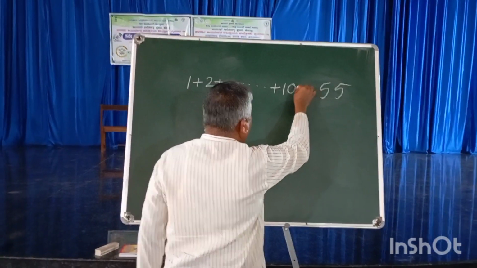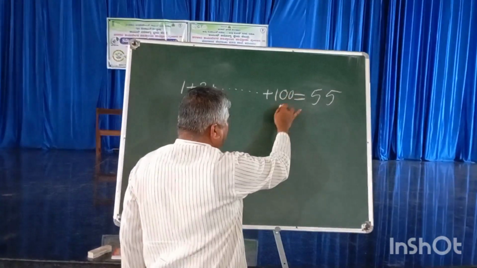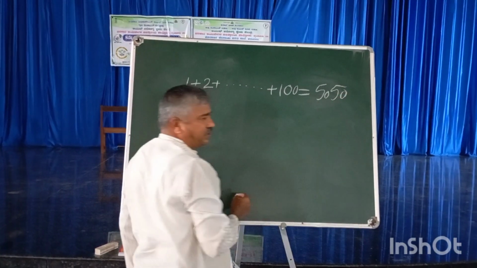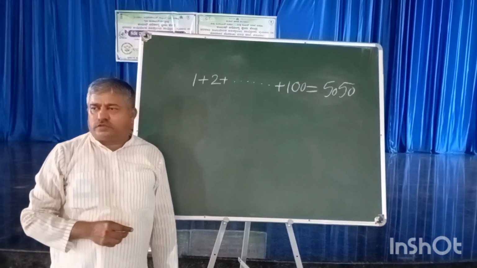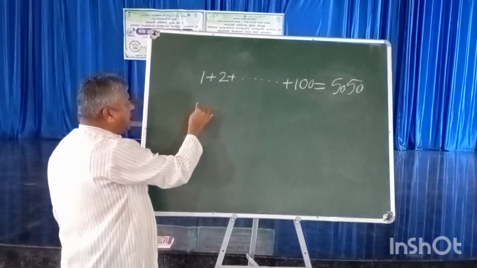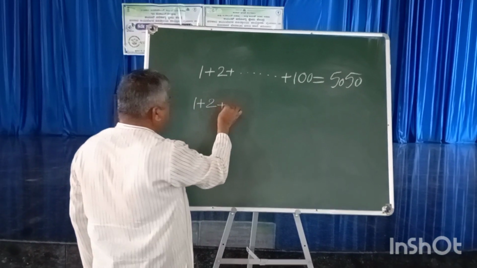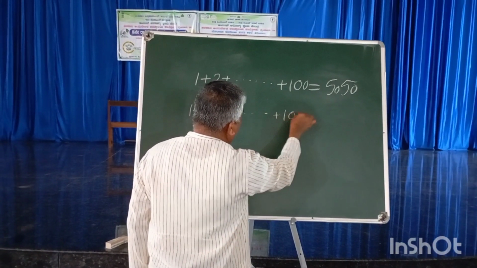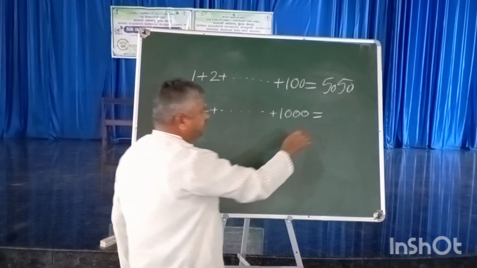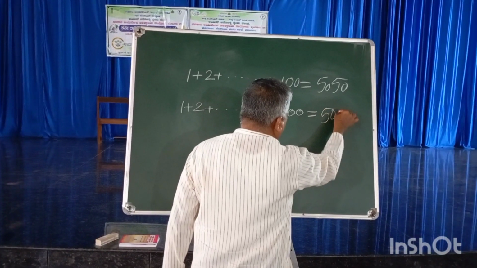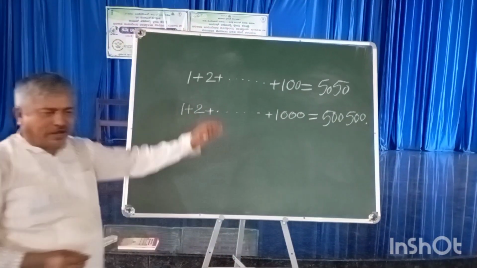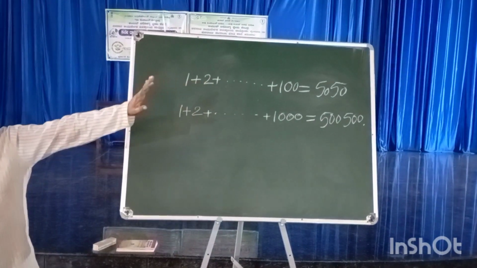If we are adding 100 numbers, half of the 100 is 50. Repeat this 50. 5050. Suppose if we are adding 1 plus 2 plus dash dash plus 1000, what is the half of 1000? 500. Okay, 500. Repeat this 500. Okay, this is the answer. Am I right? Yes, sir.